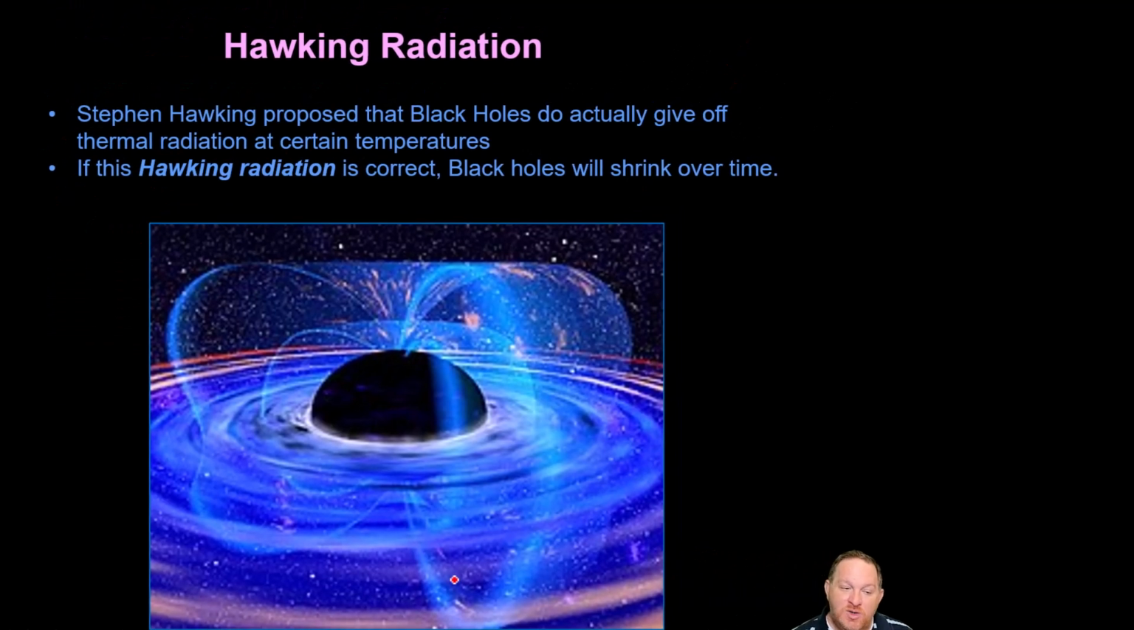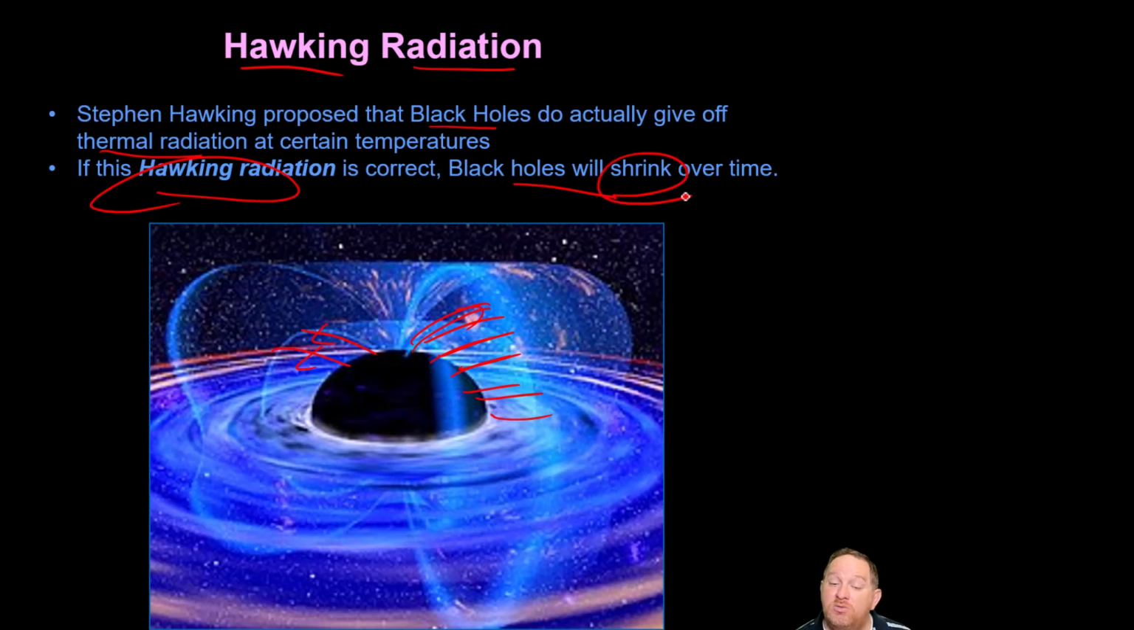All right, so another really interesting phenomenon of black holes is something called Hawking radiation. Stephen Hawking, famous scientist, proposed that black holes do actually give off some thermal radiation at certain temperatures. So we call this Hawking radiation after the scientist. If you think about the laws of our universe, if a black hole is giving parts of itself off as radiation, then that means the black hole over time will be shrinking.